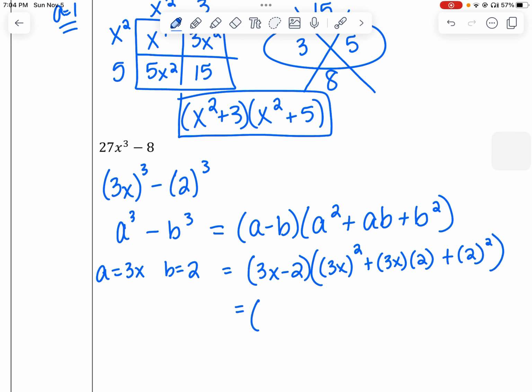And then reducing that, we would do 3x minus 2, 3x squared. Remember, that's 3x times 3x, so we get 9x squared. And then 3x times 2 would be 6x, and 2 squared is 4.